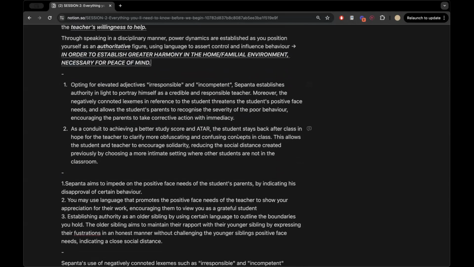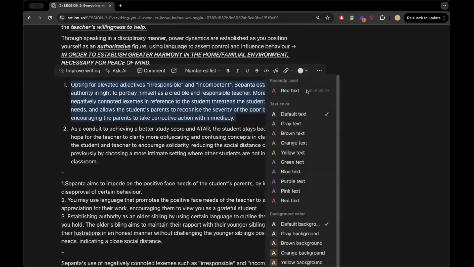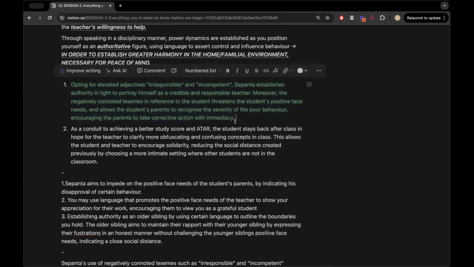Opting for the elevated adjectives irresponsible and incompetent, Samantha establishes authority in light to portray himself as a credible and responsible teacher. Nice. Moreover, the negatively connoted lexemes, positive facings are affected. Recognize the severity. Oh my goodness. This is raw 40 plus level. This is raw 40 plus level writing.